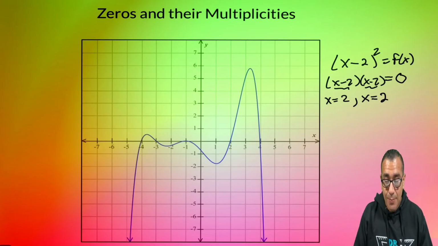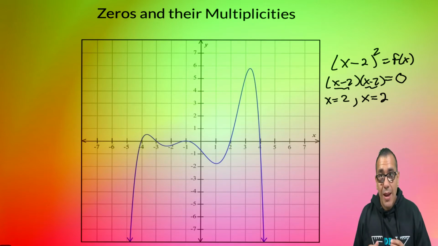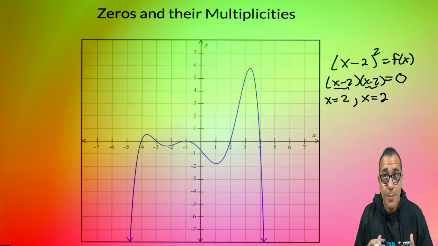It's going to tell us, is it going to go through that point, like here, where I know I have an odd multiplicity, or is it going to touch it and then come back? If it does this, then I know my multiplicity is going to be even. So that's how our zeros and their multiplicities are going to help us. So let's actually see this in action.